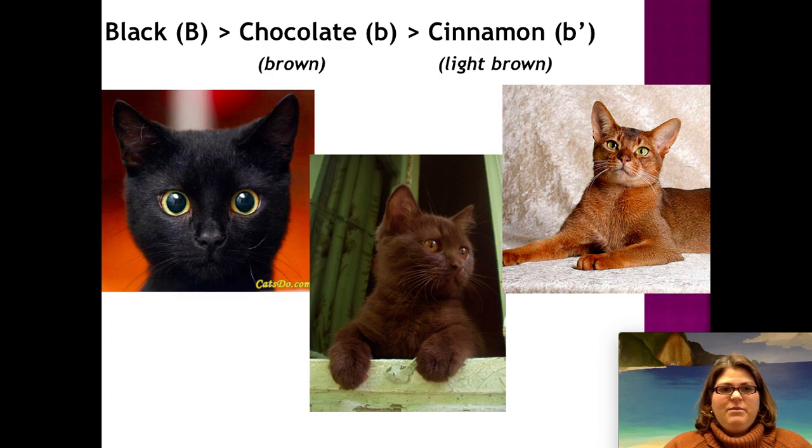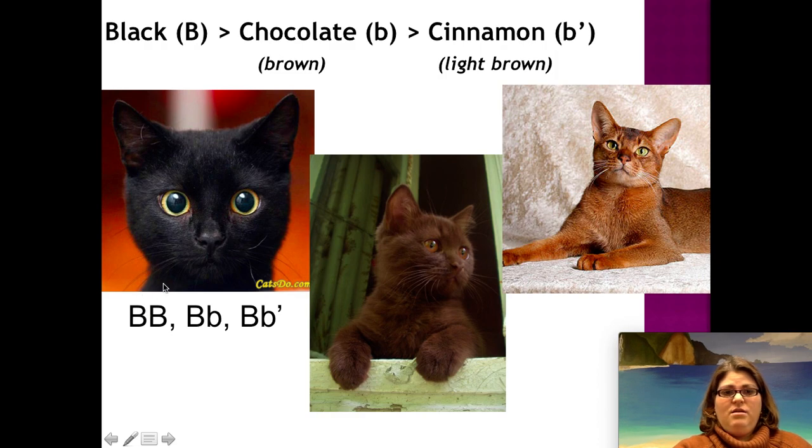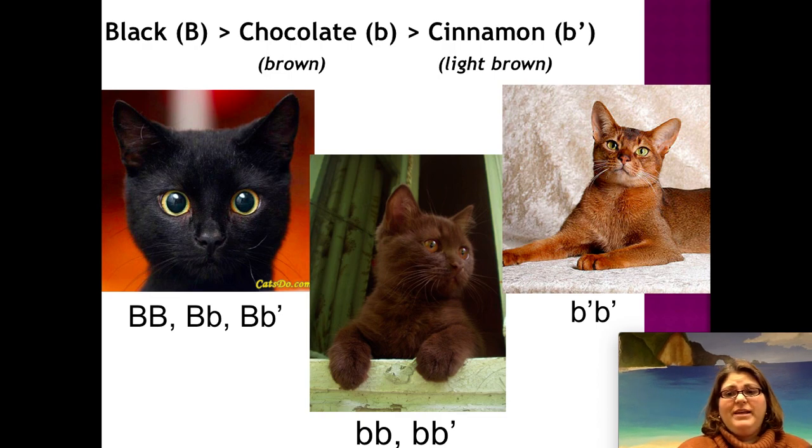So when we look at some examples, here we've got a black cat. The black cat could be homozygous for blackness, could be heterozygous with either the cinnamon allele or the brown allele. So the cinnamon allele we're representing with this little apostrophe right here. Then we have this brown cat. Brown cat has to have a little b without an apostrophe, so the brown allele. So it could be homozygous for brown, or it could be heterozygous if the second allele is the cinnamon allele. Whereas cinnamon is recessive to everything.